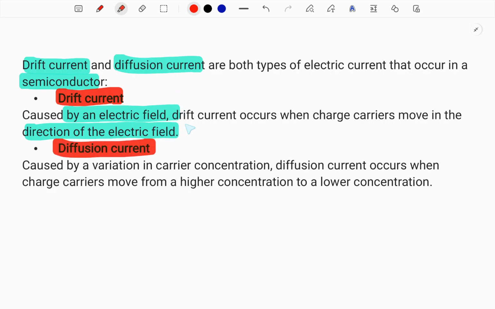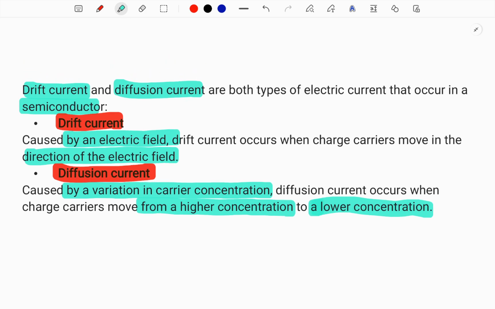Now diffusion current. This is caused by a variation in concentration gradient, that is, carrier concentration. Diffusion current occurs when charge carriers move from the higher concentration to the lower concentration. These two points we need to remember.